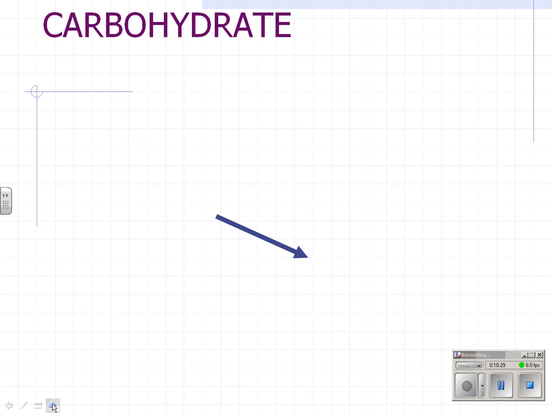Organic compound number 2, carbohydrates. You're starting to think, man, I've heard these words before. Yeah, you will see these words when we're talking about nutrition. These are things you have to eat. How many carbohydrates did you have today? How much protein did you have today?